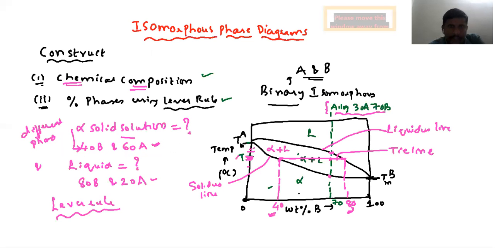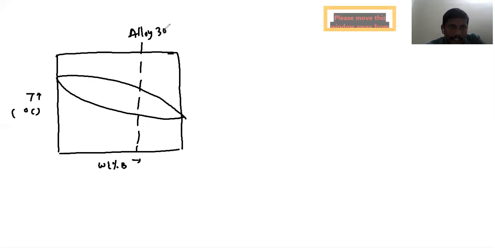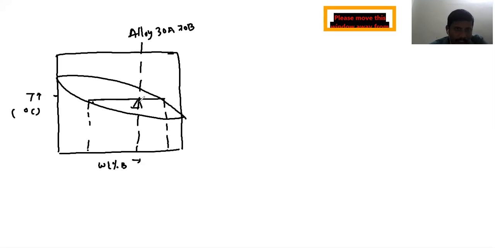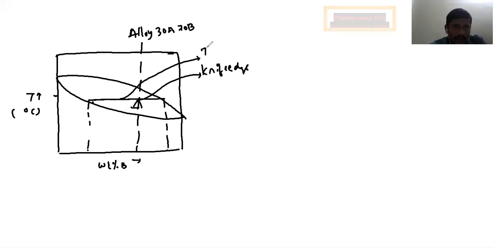30A and 70B. At any particular temperature, we have drawn a tie line, and we have found the chemical composition. So this considered alloy point is called a knife edge, and this horizontal line is called a tie line. Okay. So now what does the lever rule state?